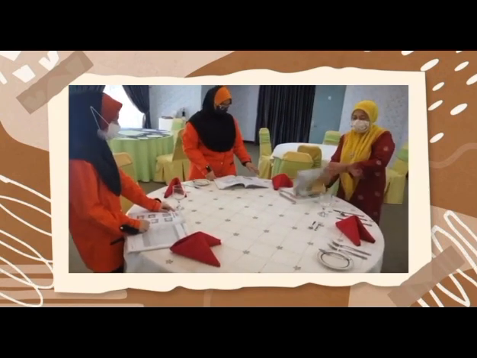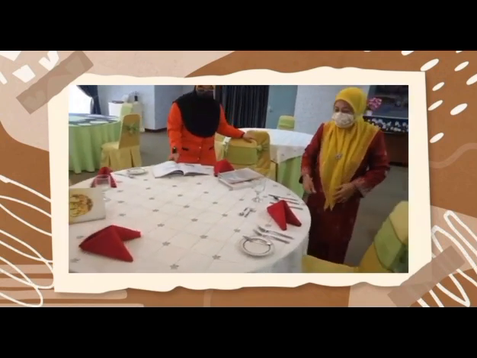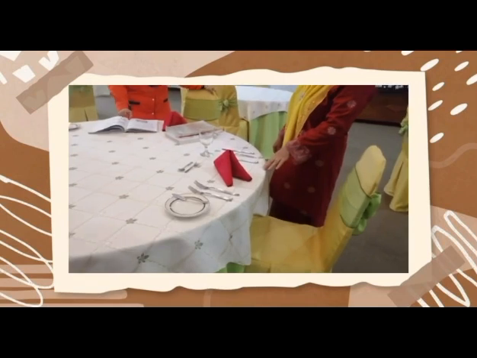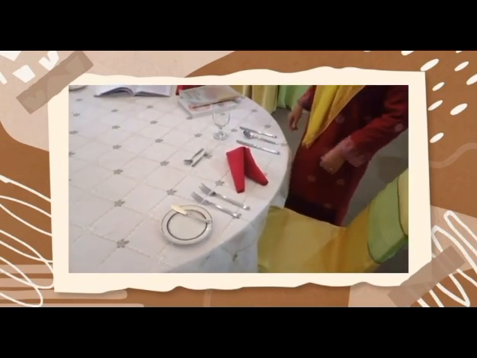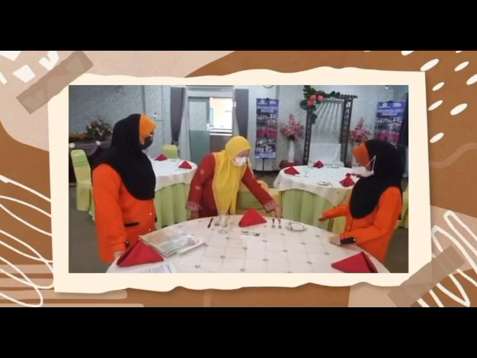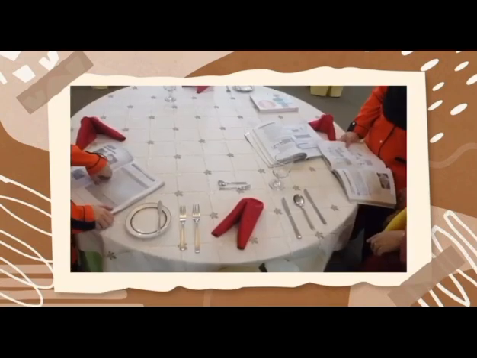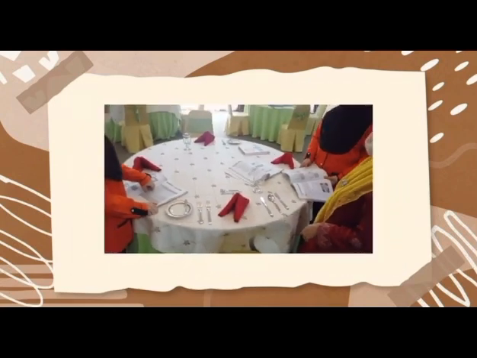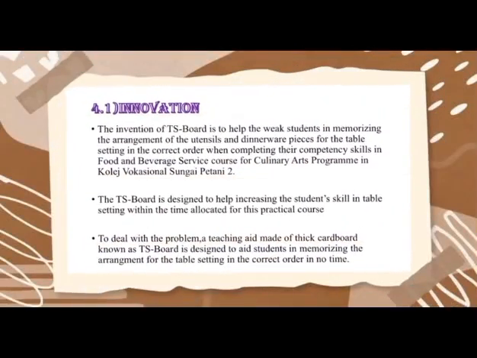Before the S-board was introduced, students were trained to set the table with the help of diagram from the lecturer notes or practical paperwork. Based on diagram, students will practice repeatedly in order to be competent in that skill. Students only have a total 8 hours allocated for their practical activity for this course as mentioned in the course outline. The aim of the S-board is to help the weak students in memorizing the arrangement of the utensil and dinnerware pieces for the table setting in the correct order when completing their competency skill in food and beverage service course for culinary arts program in College Vocational Sungai Petani 2.